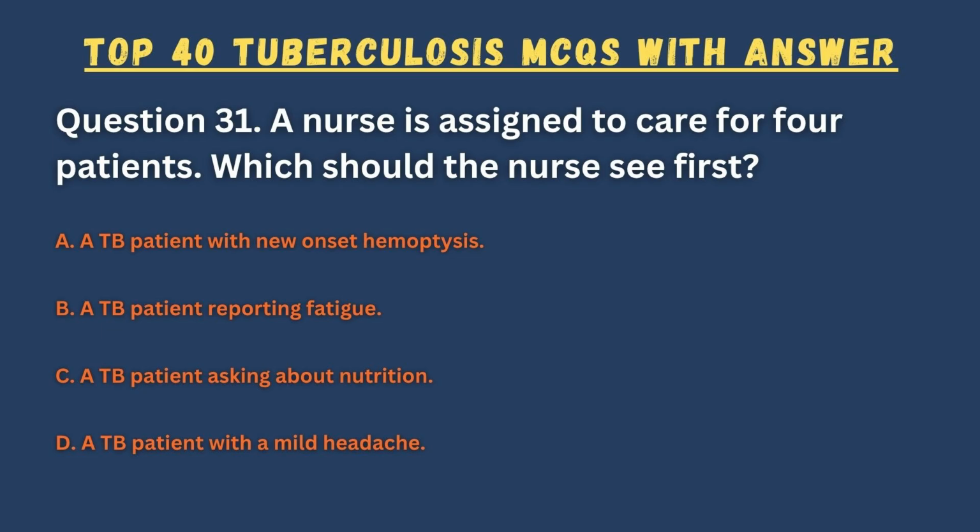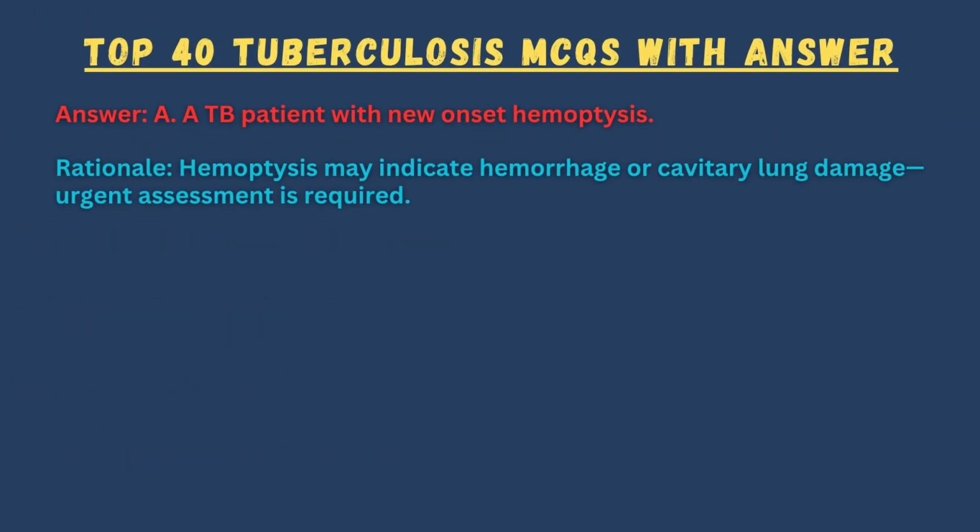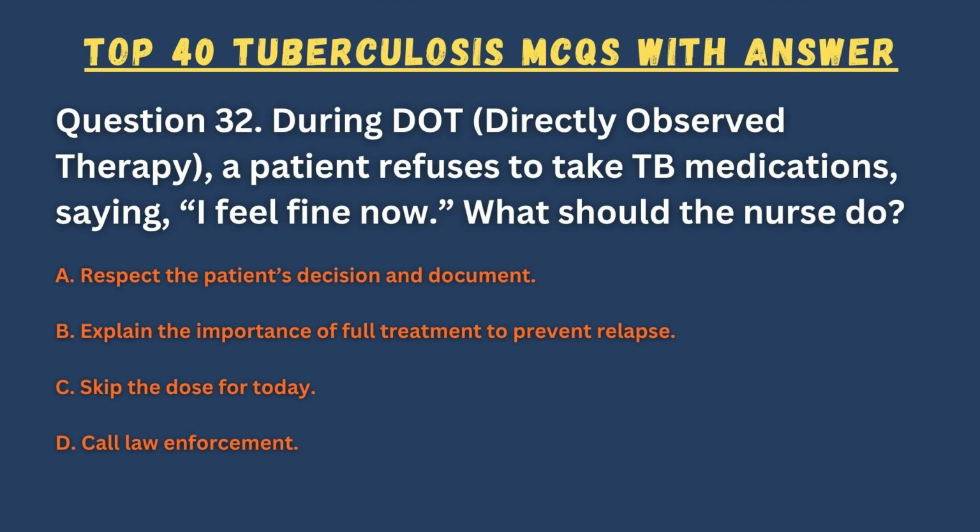A TB patient asking about nutrition. D. A TB patient with a mild headache. Answer: A. A TB patient with new onset hemoptysis. Rationale: hemoptysis may indicate hemorrhage or cavitary lung damage. Urgent assessment is required.